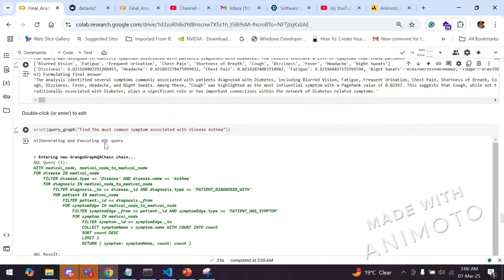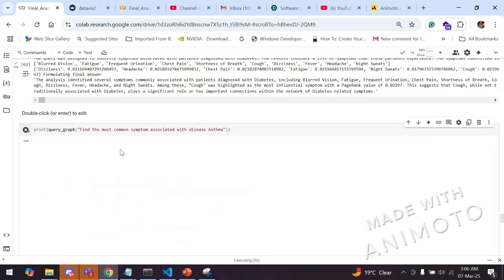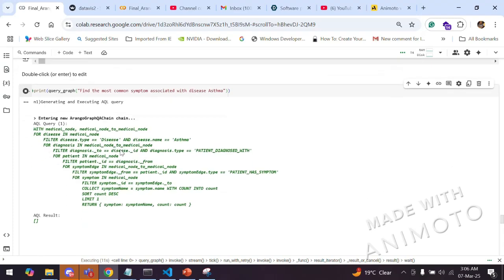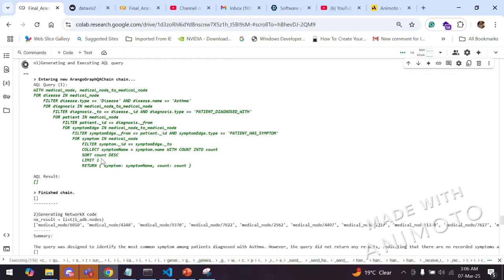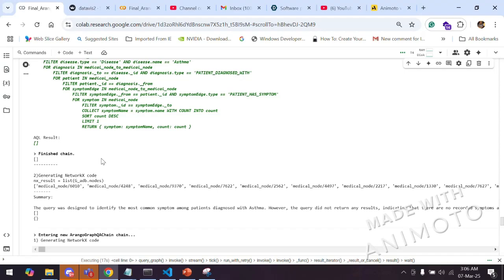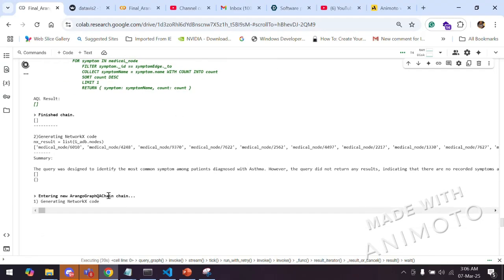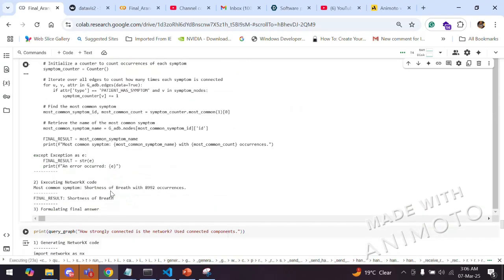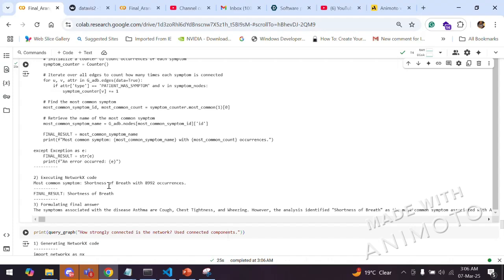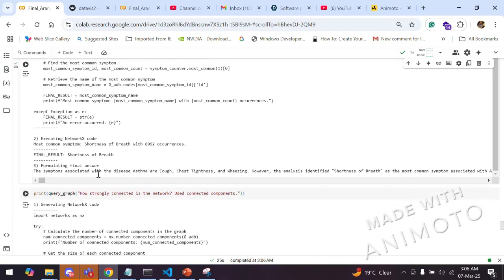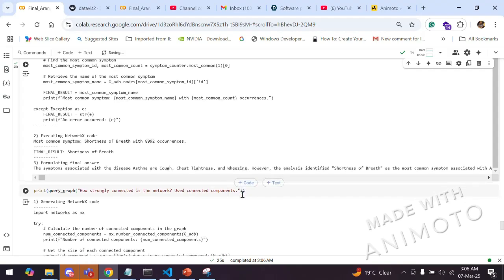Now let's take a look at one of the hybrid queries, like find the most common symptoms associated with the disease asthma. If we just run through it, we'll see that it goes to the hybrid mode, and there is a lot of nesting happening in a hybrid query. It goes to the Arango QA chain first. It takes the information, then chains it into another step, where it again enters the Arango graph QA chain and formulates an answer. The final answer: the symptoms associated with the disease asthma are cough, chest tightness, and wheezing. So these are other queries that have been used.